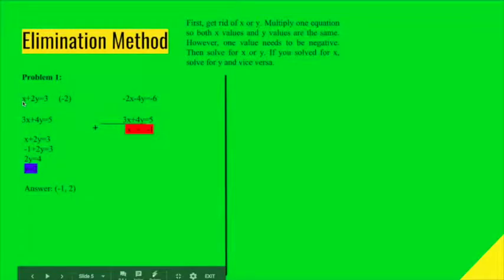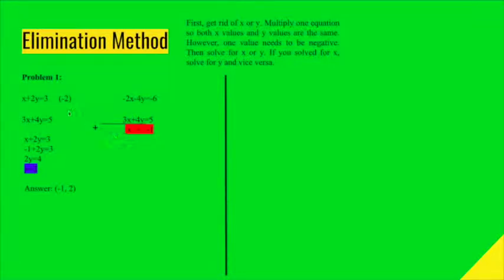Elimination method. Our first equations are x plus 2y equals 3 and 3x plus 4y equals 5. So we are going to eliminate y by multiplying by negative 2. So now the equation becomes negative 2x minus 4y equals negative 6. Now we are going to add up the equations. So negative 6 plus 5 equals negative 1. Negative 4y and 4y cancel each other out, and negative 2x plus 3x equals x.